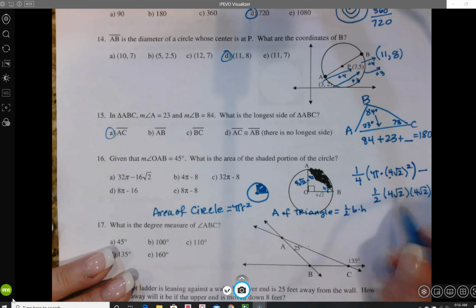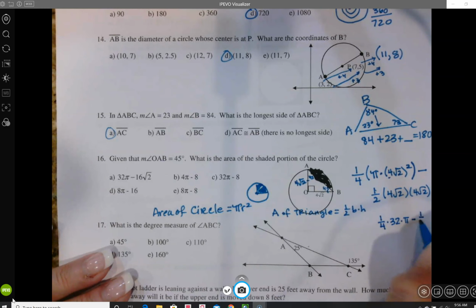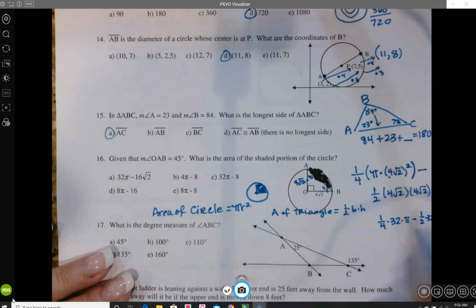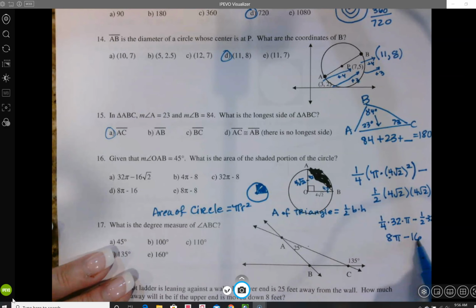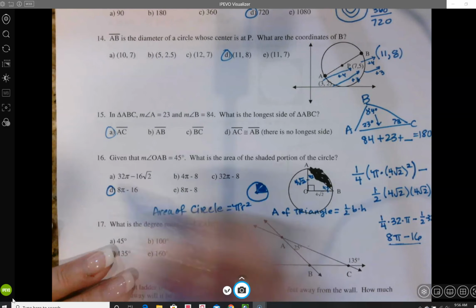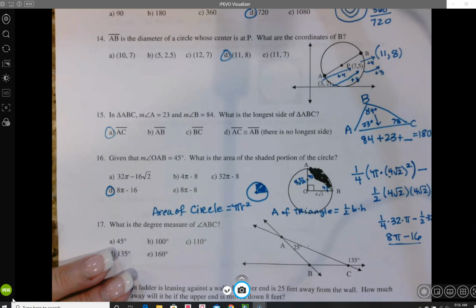So I'm going to do 1/4 times 32 times pi minus half of 32. So 1/4 of 32 is 8. 8 pi minus 16. And then I'm going to pray that this is one of my answers, because I don't want to have to figure out the decimals for that, and it is one of my answers. So that's how we figure that out.